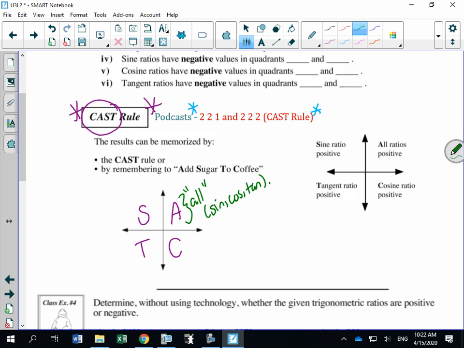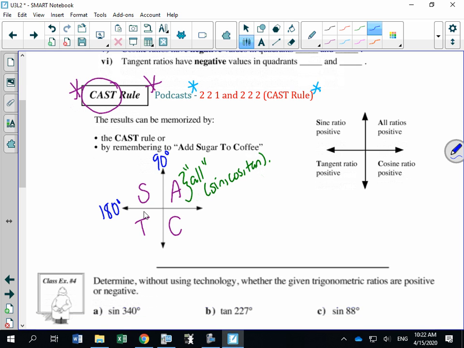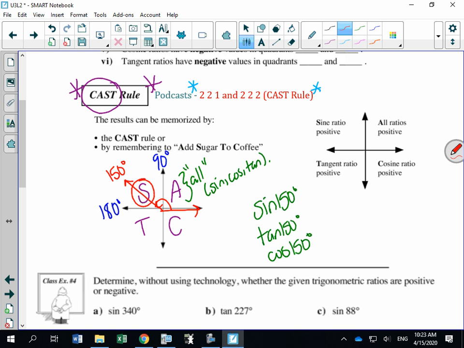Okay, so how we apply this CAST rule is if you land your terminal arm, let's say, in quadrant two. Quadrant two, we know, is less than 180 degrees but greater than 90 degrees. If you have a terminal arm that lies in quadrant two, the only trig ratio that will be positive is sine. Let me show you an example. Let's pick 150 degrees, and I'm going to type in the sine of 150 degrees, the tan of 150 degrees, and the cosine of 150 degrees. According to my CAST rule, 150 degrees would be over here in quadrant two. So this would be my rotational angle of 150 degrees, and in quadrant two, only sine is positive.